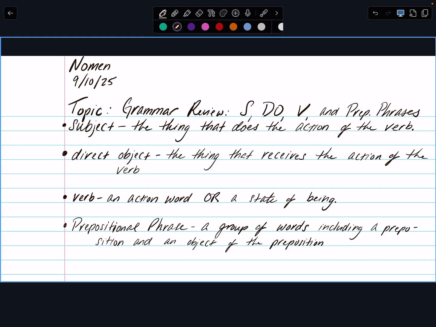Okay, so again, a prepositional phrase is a group of words including a preposition and an object of the preposition. And just to give you a little bit more about it, these phrases add detail to the sentence.